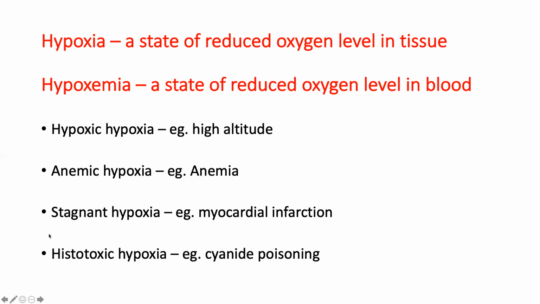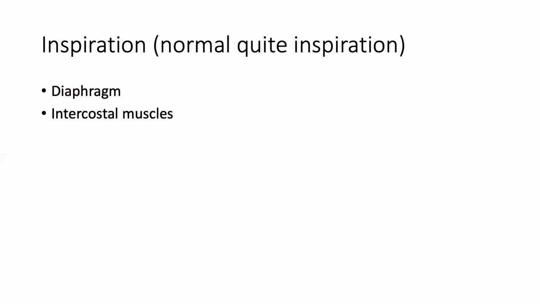And finally, histotoxic hypoxia. We have delivered good quality oxygen carried by hemoglobin, and the vessels are patent, and it got to the cell, but the cell cannot take that oxygen because the cell itself is damaged, which is histotoxic hypoxia, for example, like cyanide poisoning. So now let's go back to the respiration.